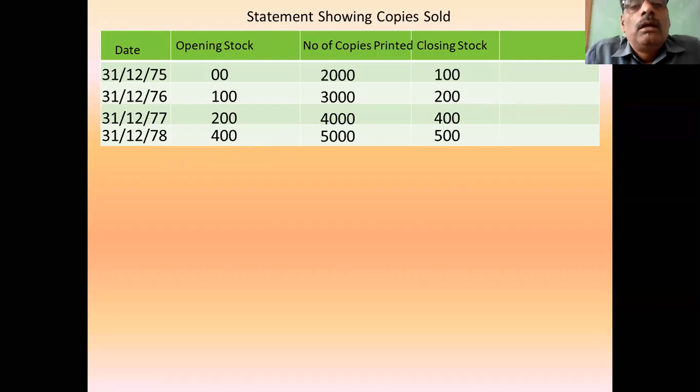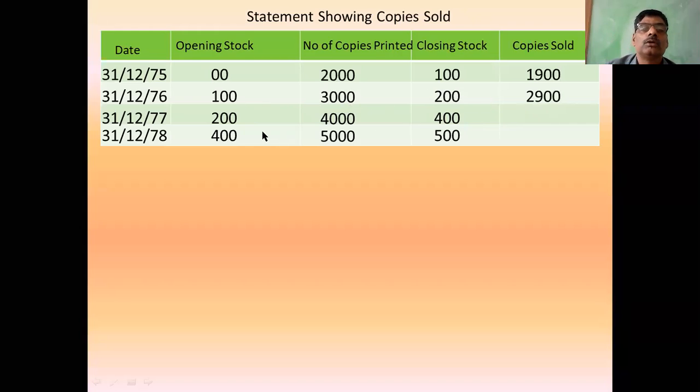Okay. Next, you calculate the copies sold. Copies sold is equal to opening stock plus printed minus closing stock. This is 1900. And second column is 100 plus 3000 minus 200, 2900. 200 plus 4000 minus 400, 3800. 400 plus 5000 minus 500, 4900.